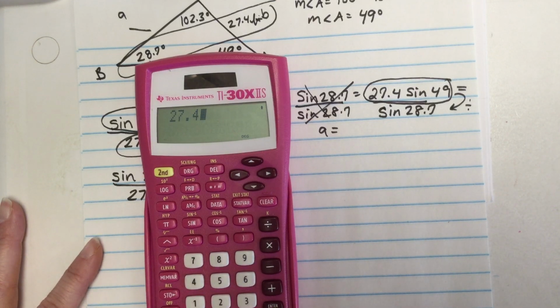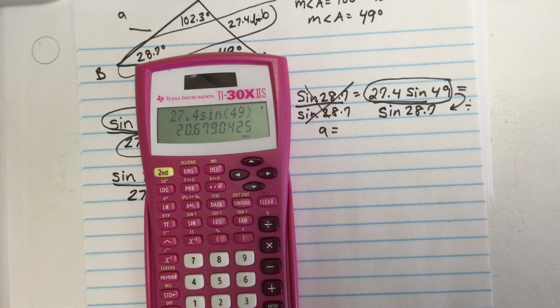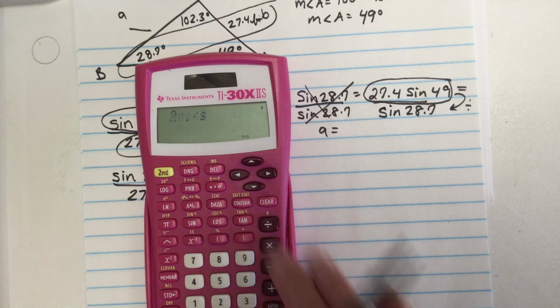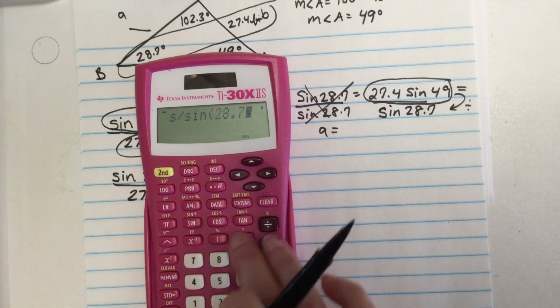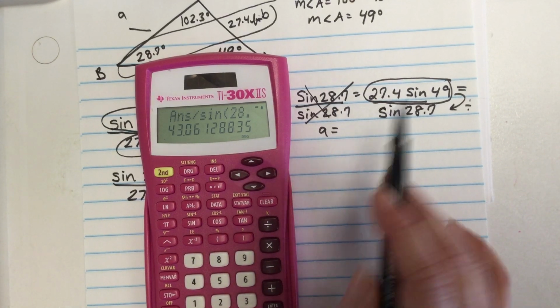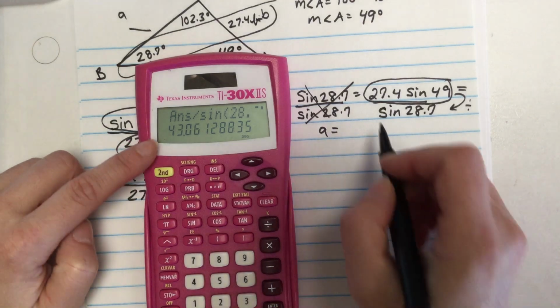So 27.4 times the sine of 49 equals. So that's the value of the numerator. Now divide it by the sine of 28.7. That's what side A is. Okay, I'm going to round to the 10th. It doesn't tell us how to round, so if you want to go to the 100th, great. If you want to go to the 10th, awesome. Just please be consistent. Okay, so I'm going to go to the 10th.